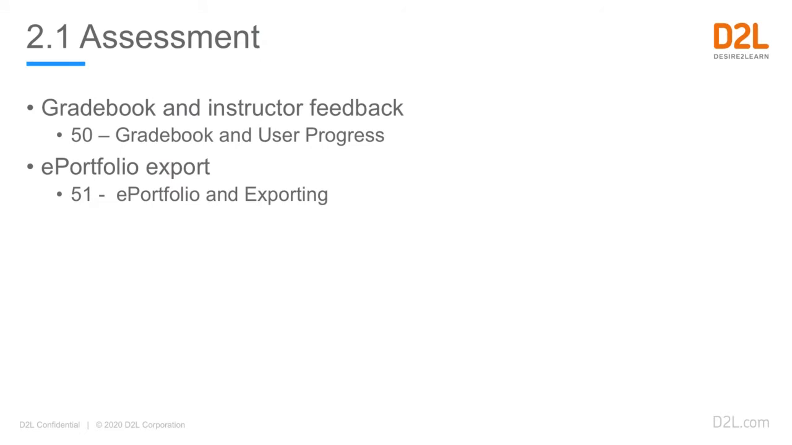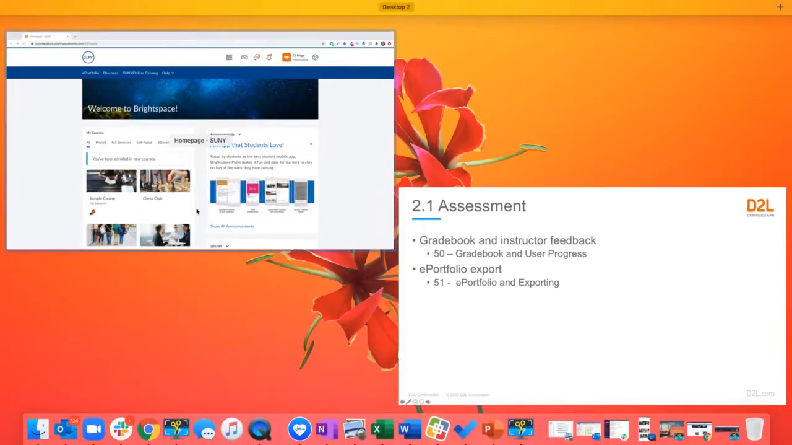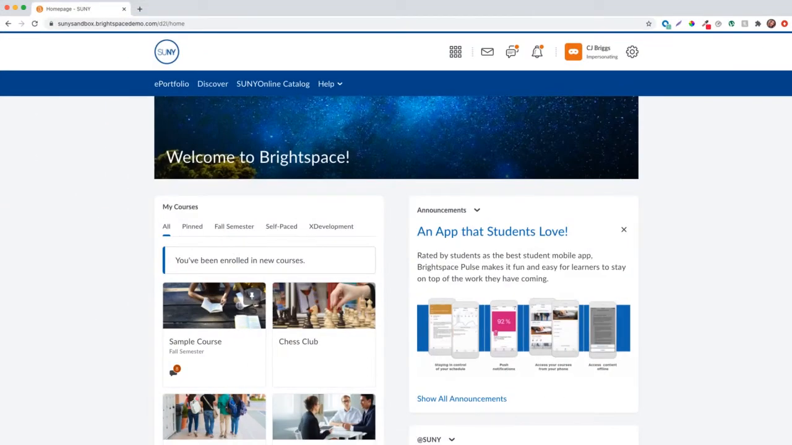Starting with Section 2.1 assessments, we're going to be diving into gradebook and instructor feedback and ePortfolio exports, getting big yeses to requirements both 50 and 51. So transitioning to the Brightspace platform here, we're going to go ahead and again talk about requirement number 50 first, demonstrating how to view the gradebook and some instructor feedback on our scores and submissions.